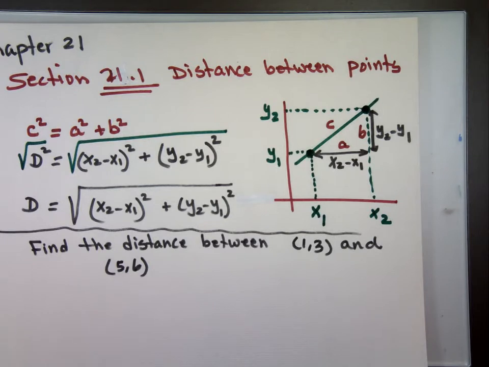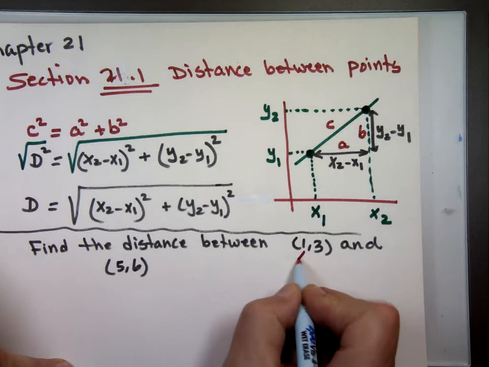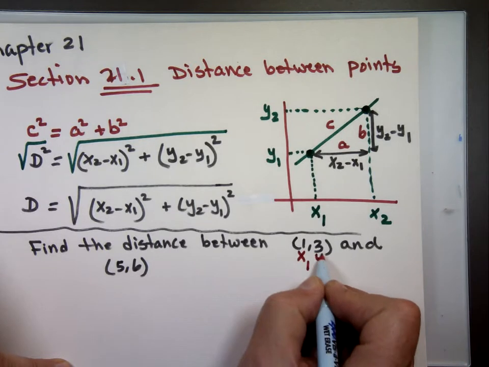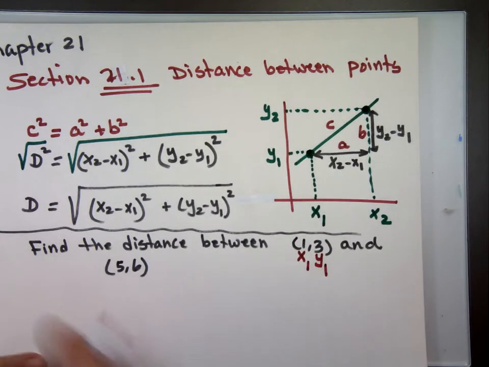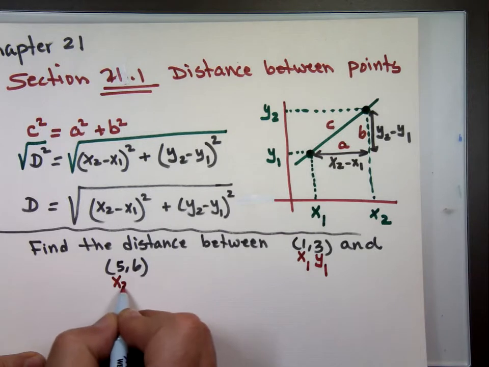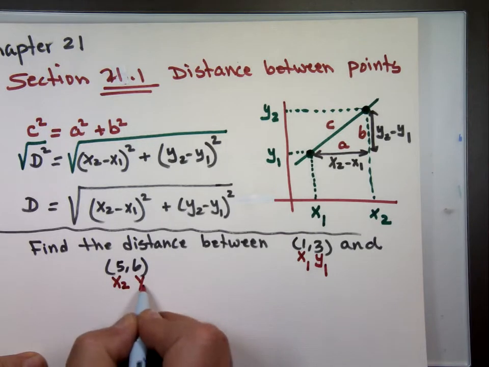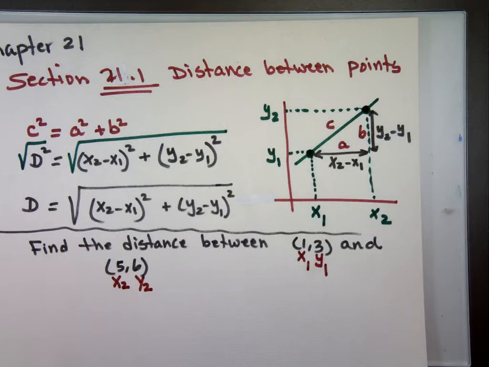It really doesn't matter which one we call point 1, which one we call point 2. If I call the first one point 1, then this is the x value for point 1. This is the y value for point 1. This is the x value for point 2. This is the y value for point 2. I could have called this one x1, y1, x2, y2. I'll be fine. The distance between the 2 points is the square root.